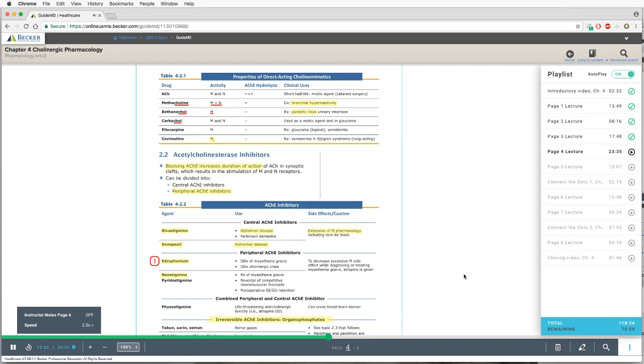If I look at edrophonium, it has one point. It is very short-acting. So if it is short-acting, I can't imagine treating anyone with edrophonium on a chronic basis, so it's purely used as a diagnostic tool. And the classic use of edrophonium is primarily, first and foremost, the diagnosis of myasthenia gravis. Now look, if I made a little diagram on the side: here's a nerve terminal releasing acetylcholine. This acetylcholine is about to stimulate a nicotinic M-type receptor of a skeletal muscle.